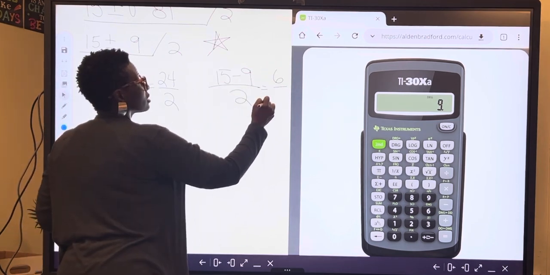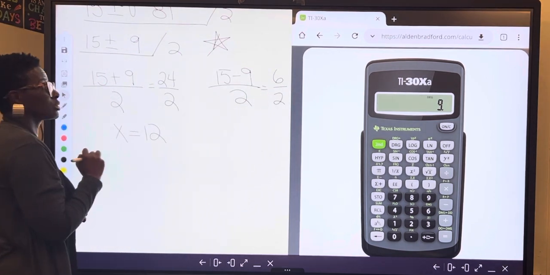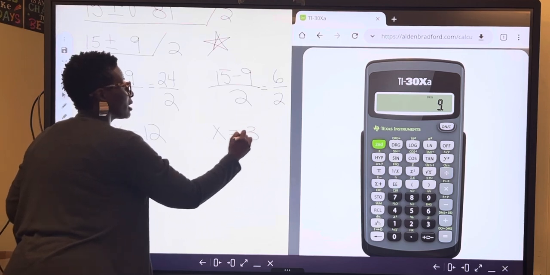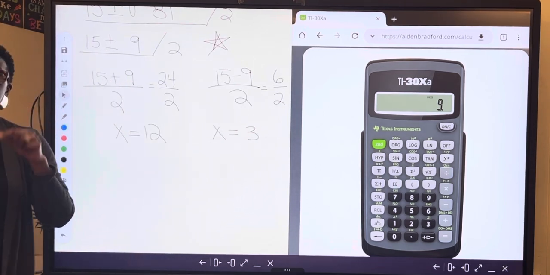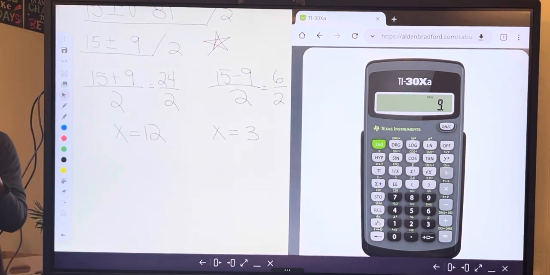And put it over what? 2. So now 6 divided by 2? 3. So this one's going to be x equals what? 3. So how many solutions do I have to this problem? 2. What are my 2 solutions? 12 and 3. Are you guys with me?